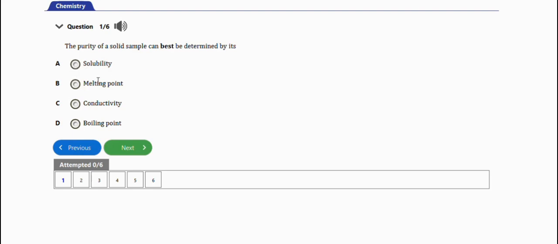We have solubility, melting point, conductivity, boiling point. The right option on this question is option B, which is melting point. Very important. The next repeated question will be this one.